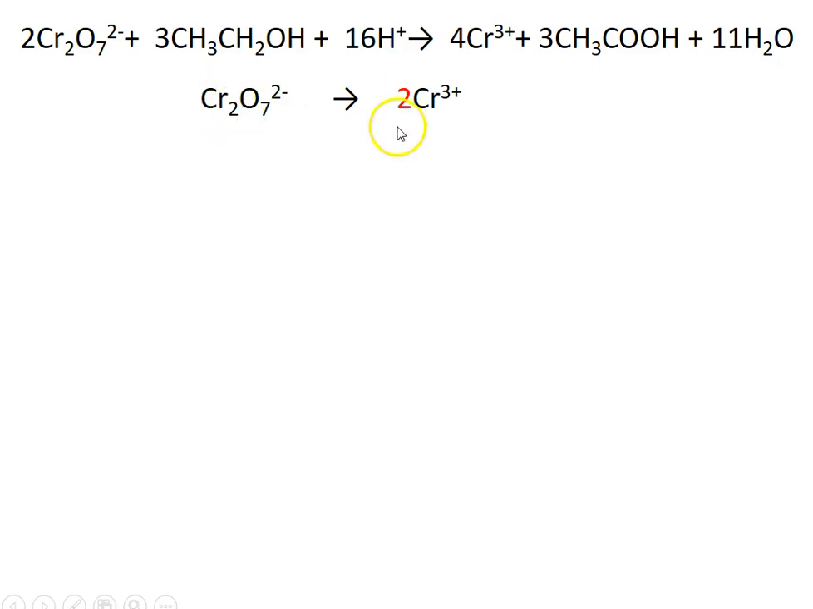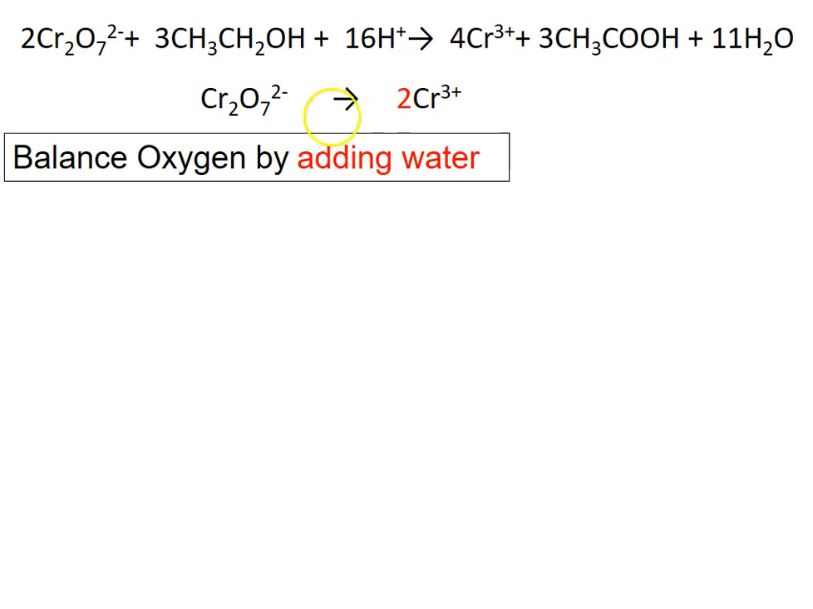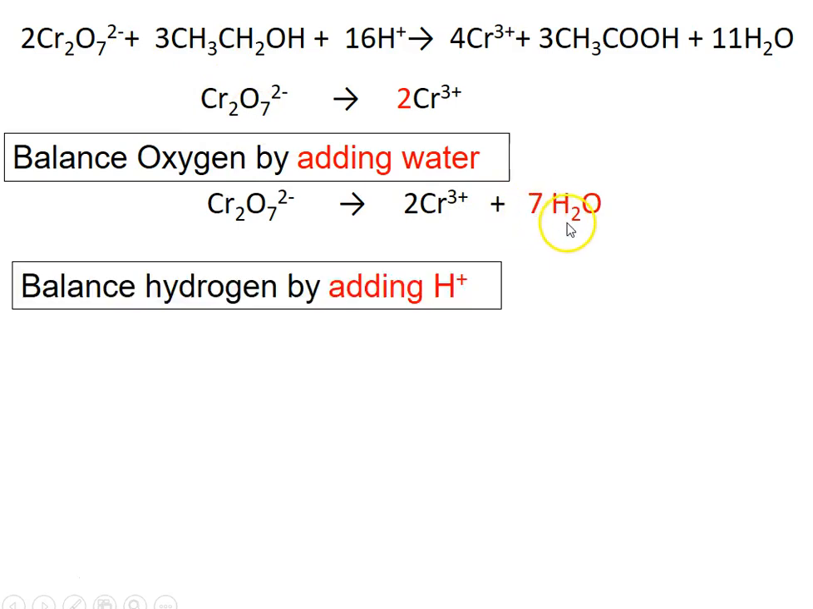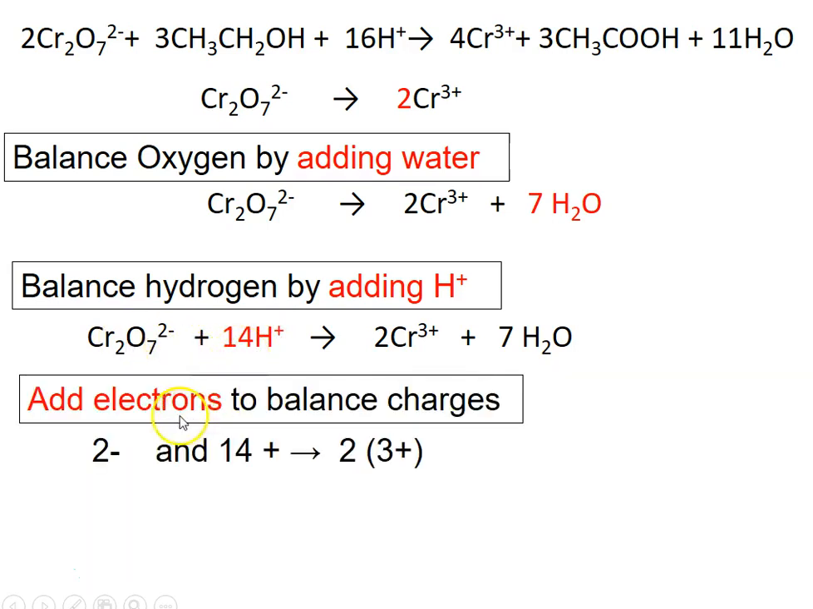We've got 2 chromiums, so we're going to need 2 chromiums on the other side. And then we balance the oxygen by adding water. We've got 7 oxygen, so we're going to have to add 7 water molecules. By doing that, we've added hydrogen, so 7 lots of 2, we've added 14 hydrogen. Remember the H plus here. Now if we look at the overall charge, we've got 2 negatives and 14 positives, and on this side we've got 2 lots of 3, so we've got 6 positives.